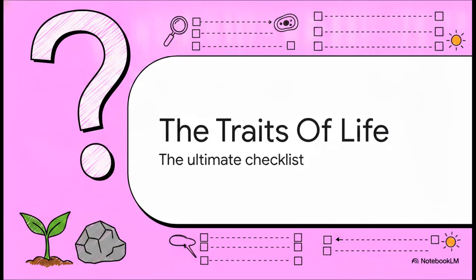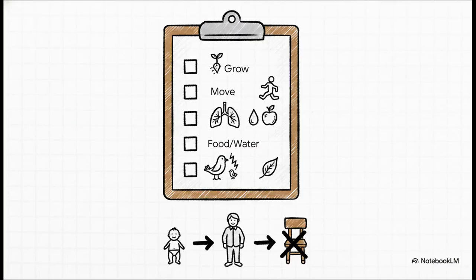Which brings us to part three, the traits of life. This, right here, is our ultimate checklist. So, if being natural isn't enough to make something alive, well, what is? Enter our master list for investigating life. For something to truly be alive, it literally has to possess these 7 undeniable traits. Okay, ready? Living things grow, they move, they breathe, they need food and water, they feel and respond to changes, they reproduce, and eventually, they die.